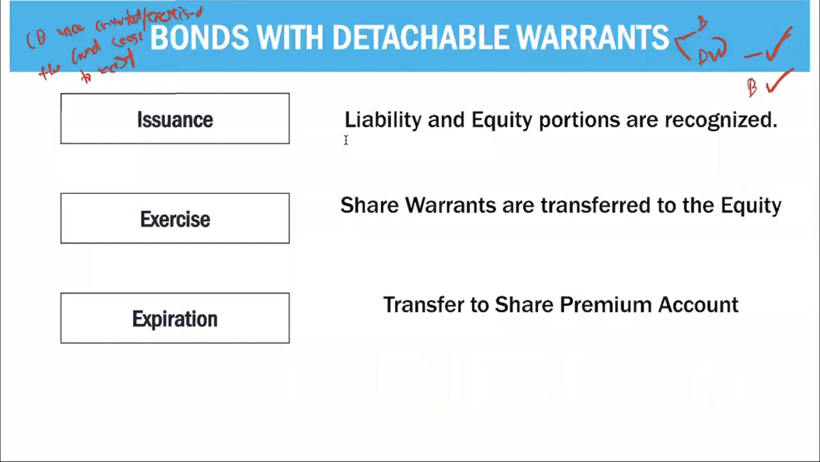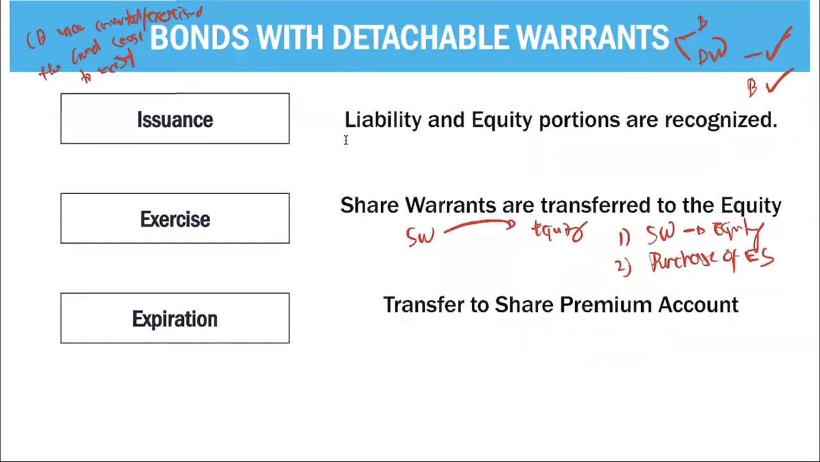Okay? So, upon issuance, of course, your liability and equity portions are recognized. Upon exercise, the share warrants are transferred to equity. So the share warrants will only be transferred to equity. So upon exercise, you have two items to recognize. First, the transfer of share warrants to equity, and next is the purchase of your equity shares. Why, sir? The share warrants entitle you to purchase equity.